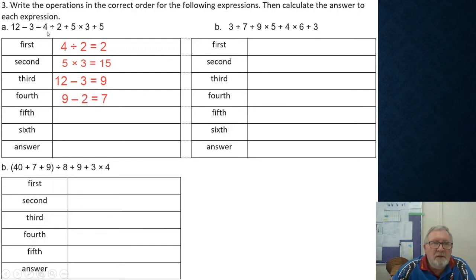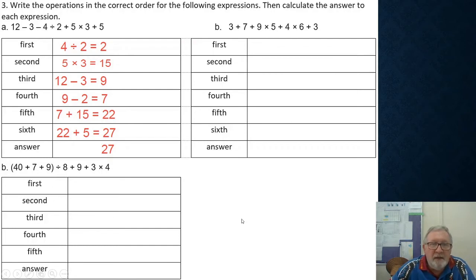9 take 2. Now you might think, where's the 2 come from? Remember, the 2 was the result of this first one here. So we're sitting at 7. Now remember, we've already found the result of this one, which is 15. So we're going to add 7 to 15 to take us to 22. Add the final 5 to take us to 27. So indeed, our answer is 27.